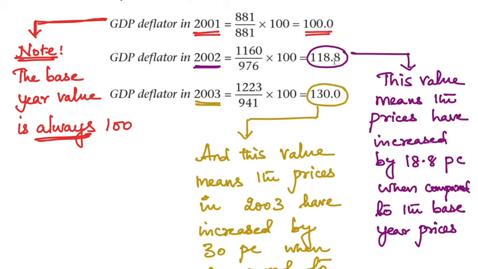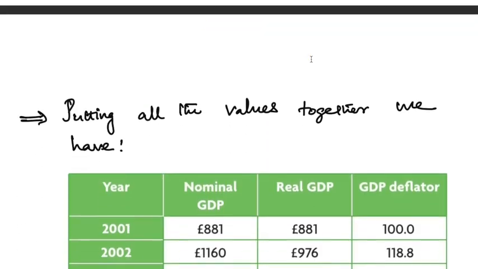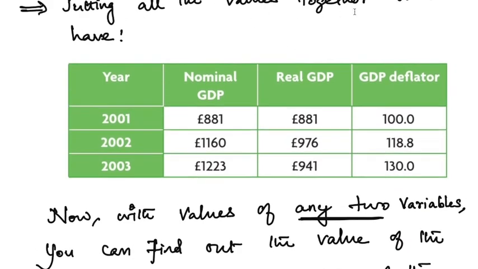So by looking at this, we can understand that the prices have increased by 18.8% when compared to the base year price. So the prices in 2002 have increased by 18 percent, and the prices in 2003 have increased by 30 percent. So just by looking at this GDP deflator value, one can understand how much the prices have increased in an economy. Now, putting all the values together, we have this.